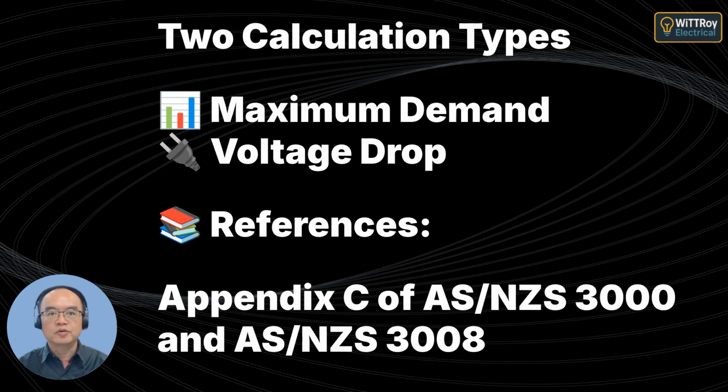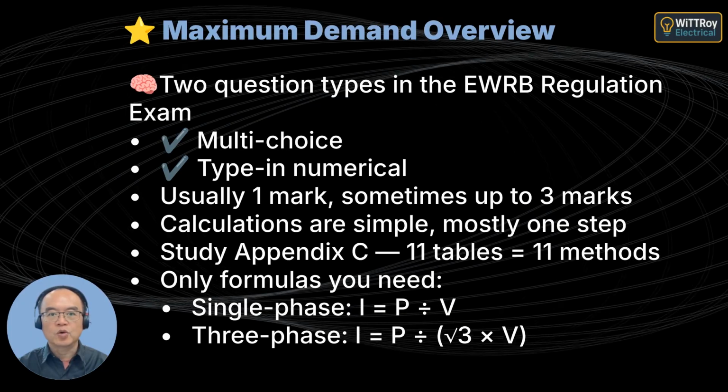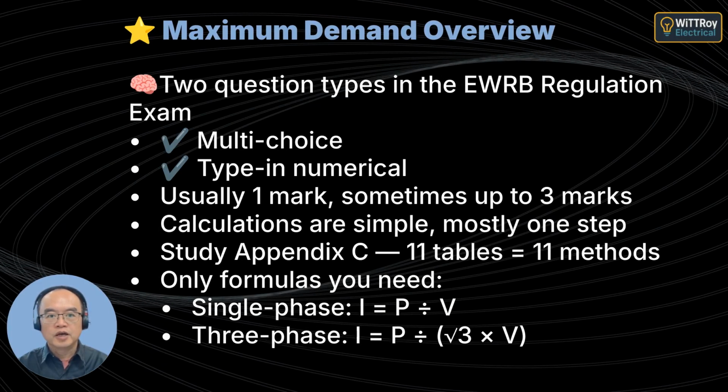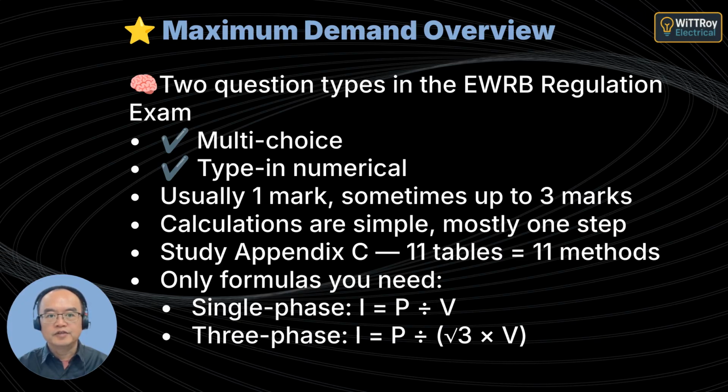Let's get into it. In the EWRB regulation exam, maximum demand questions are normally short. Most are only 1 mark for each question. Because of that, you will only get simple one-step calculations. Appendix C in AS/NZS 3000 contains 11 tables, and each table is one method.